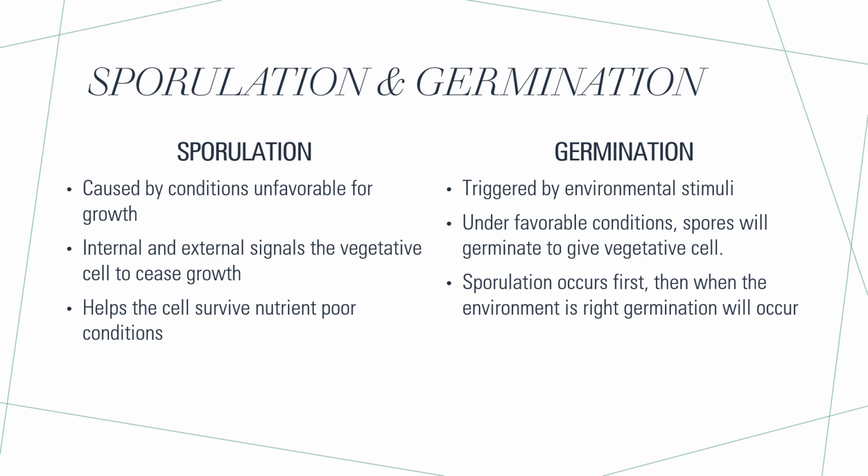Next, we'll go into sporulation and germination. So sporulation happens when a cell is introduced to an unfavorable environment for growth. So maybe it's too hot for that cell and it likes it cold. Well, when this happens, the internal and external parts of the cell signal the vegetative cell to cease growth. This helps the cell survive in nutrient poor conditions.